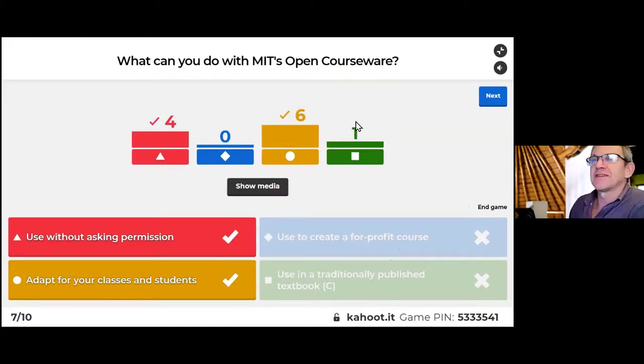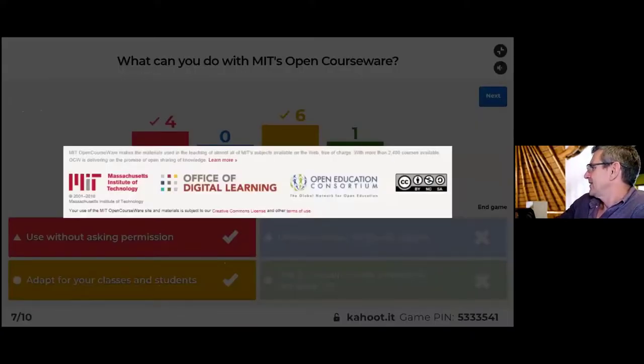Nice. So actually, it's a bit of a cheat. There were 2 correct answers. Red and yellow are both correct. But the nice thing is all but one of you went for either use without asking for permission, or adapt for classes and students. So yes, if you were to take the resources from this university, you don't have to tell them. And 2, you can change them. You can make them work better for an African context, for example. So nice. There it is, BY-NC-SA. So well done, team.